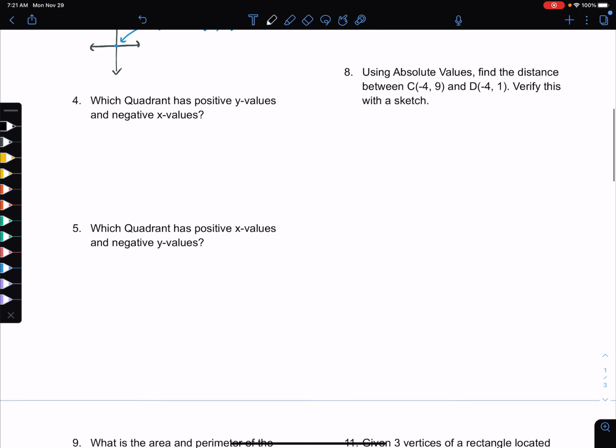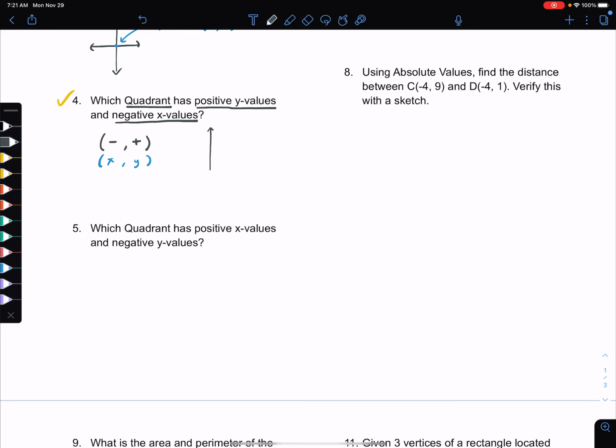And here's number 4. It says, which quadrant has positive y values and negative x values? If we're writing an ordered pair, it has negative x values, so it's negative first and then positive second. Be sure to write the x first and the y second. X is the first one, and then y is the second one. Just keep that in mind. So think about which quadrant that would lie in.